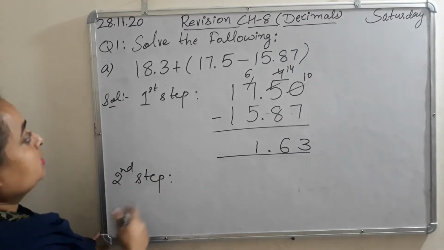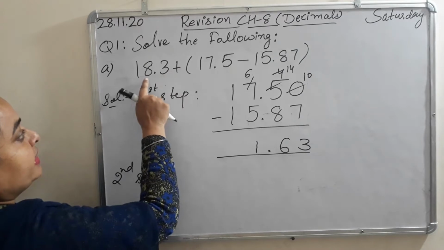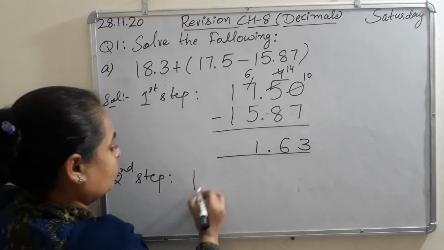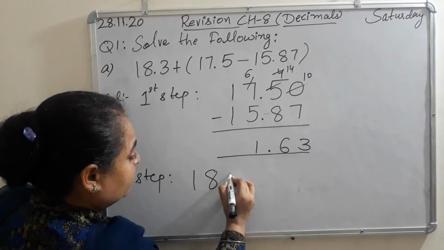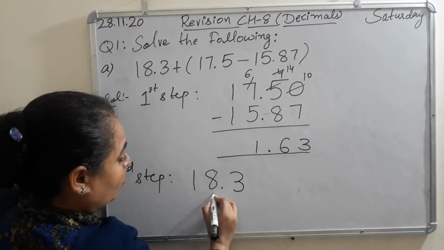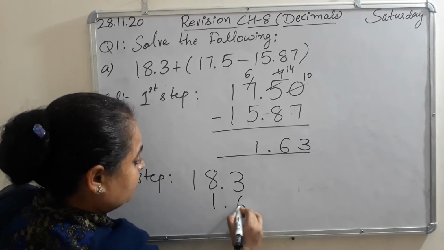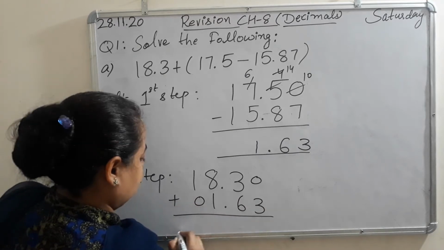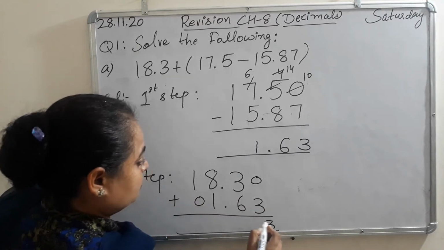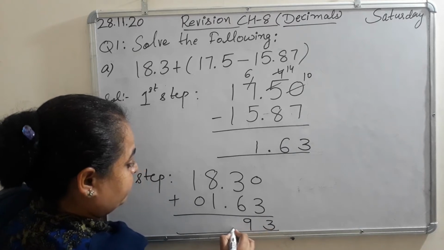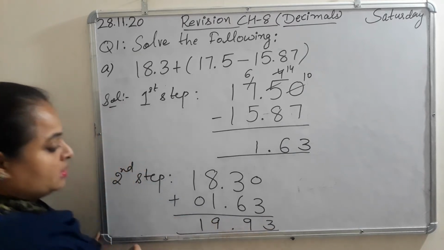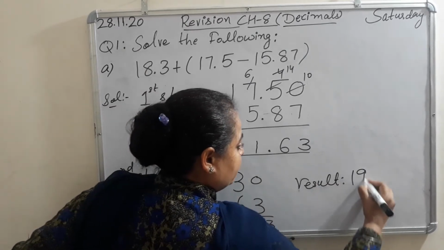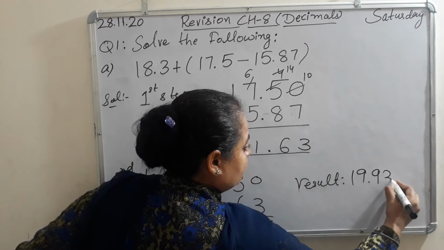Second step. In this step, we will add 18.3 with the result of this bracket. So, 18.3, 1.63. So in the result, you will write 19.93.